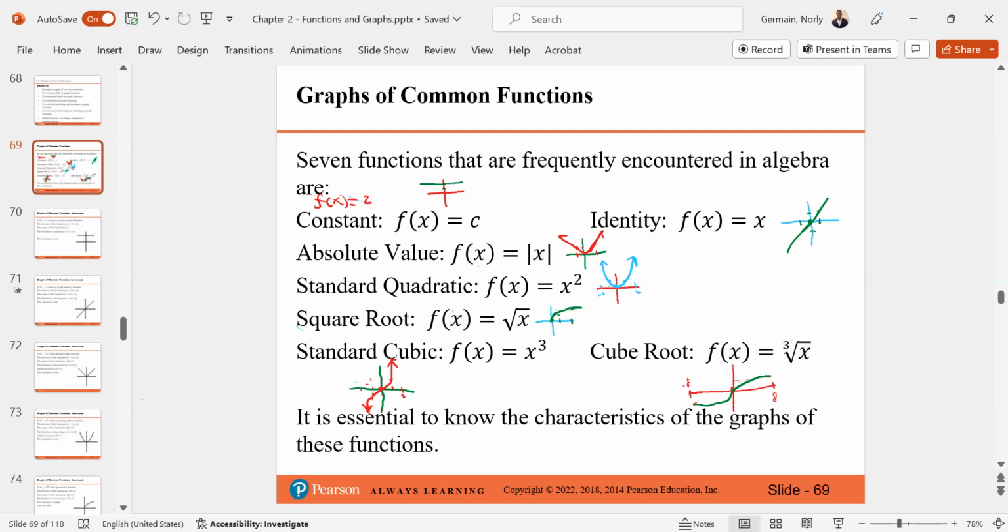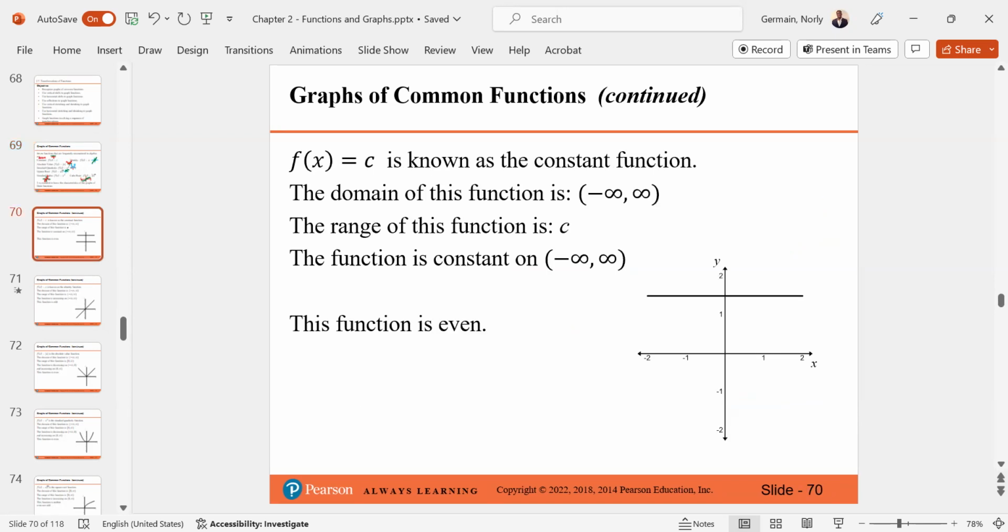I wanted to introduce these to you in a certain way, so I graphed them myself. But look, in the book, you do have all these graphs. Look at the first one, f of x equals C, known as the constant function. The domain of this function is all real numbers, and the range of this function is C, all right? Because we're not going to go any lower than that, it's just C.